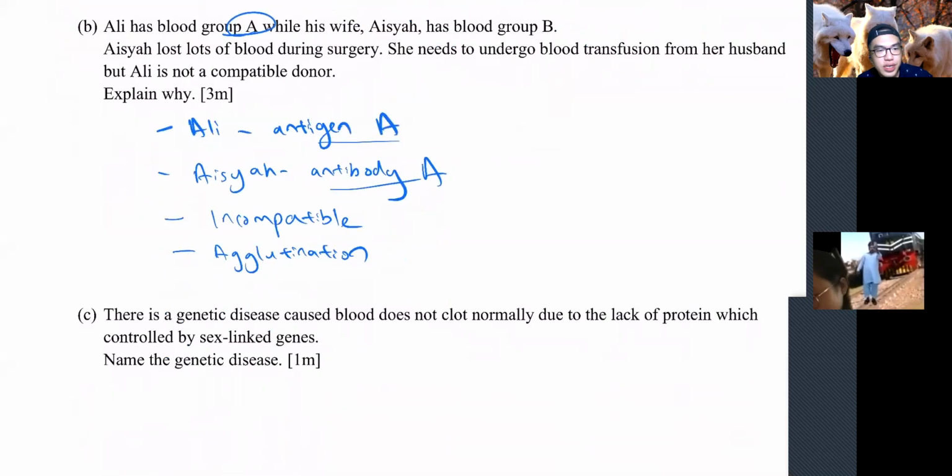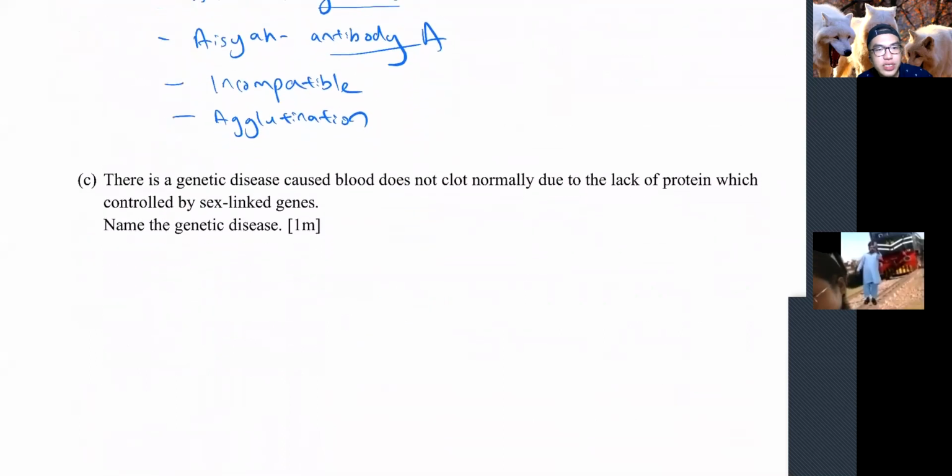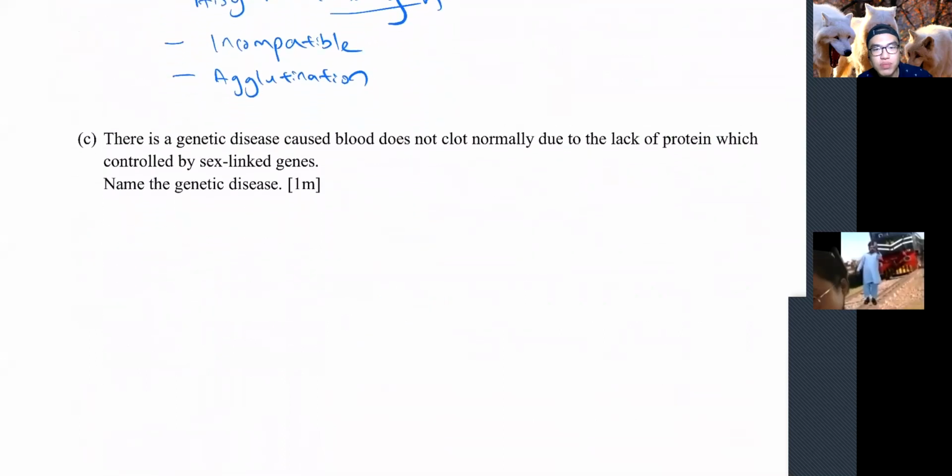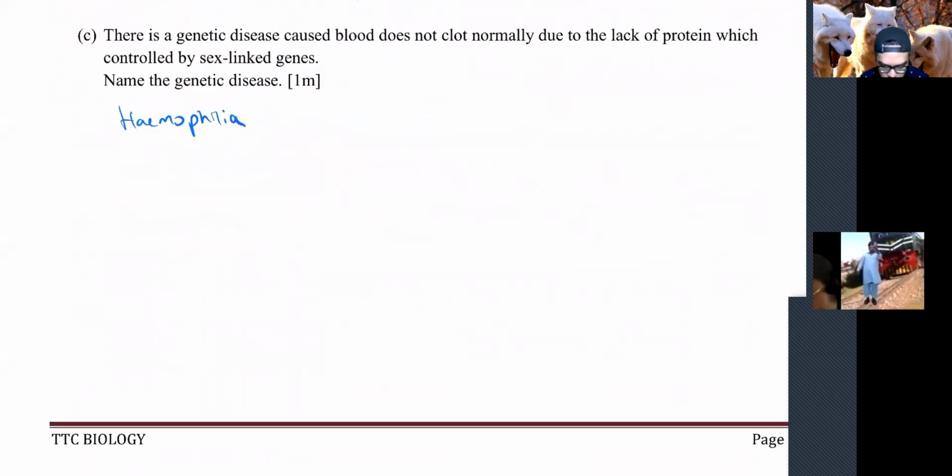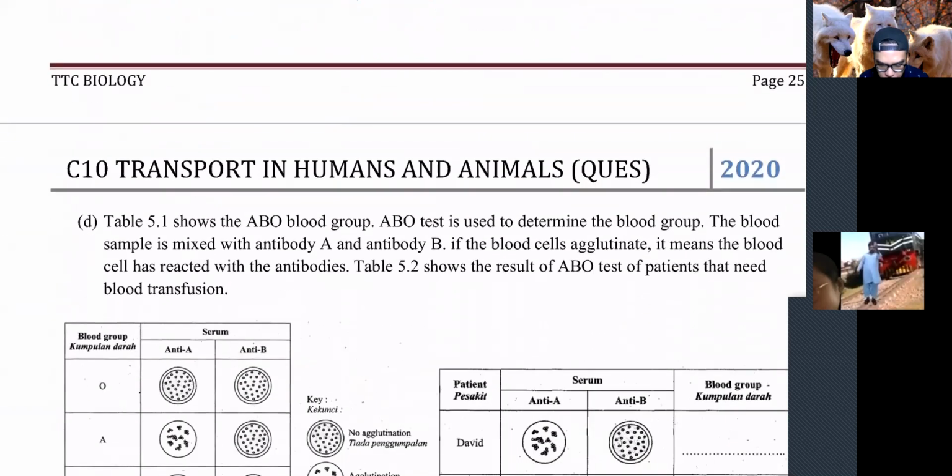Simple question. Next, number C, there is a genetic disease where blood does not clot normally due to lack of protein. This is your hemophilia. Hemophilia.